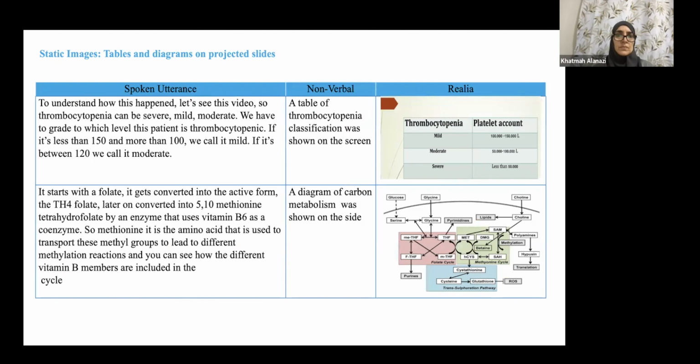Another example here are tables and diagrams. As you can see here, in addition to the verbal mode, the teachers use tables and diagrams to help students visualize the new information and understand the abstract concepts. In the first row here, she uses a table to show students a classification of a disease. And in the second one, she uses a diagram to help a student understand more about carbon metabolism concepts.